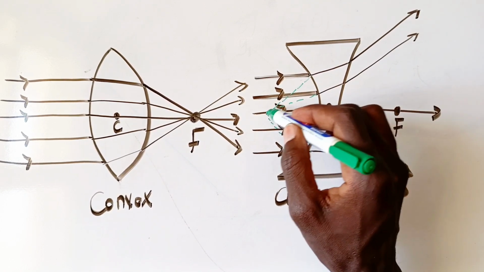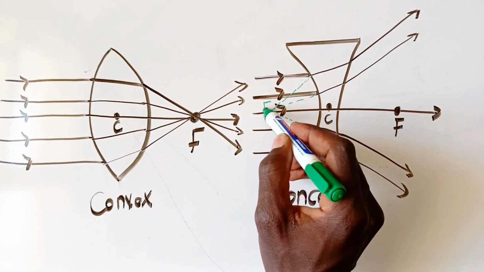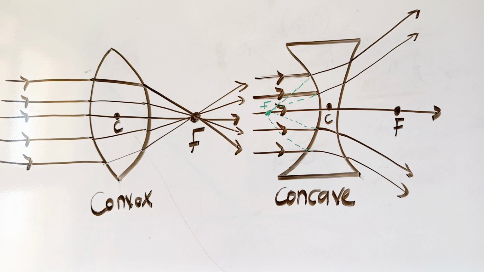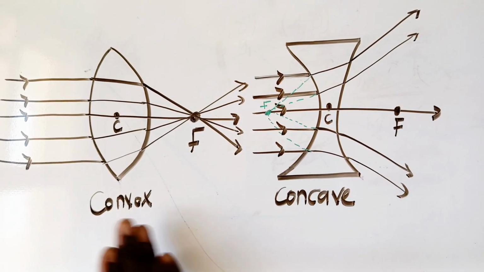So they end up meeting from the back. So this is our focal point for this one. So that's how it's done. And I hope it has made sense to you. That's how you draw the rays of light for a convex and a concave.